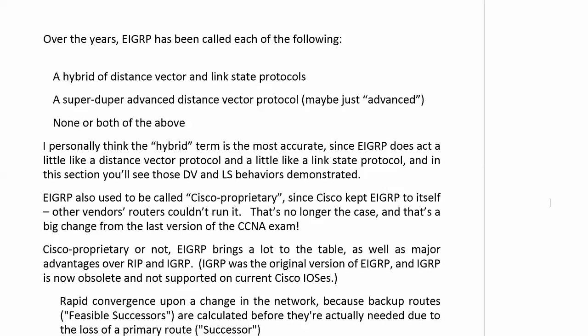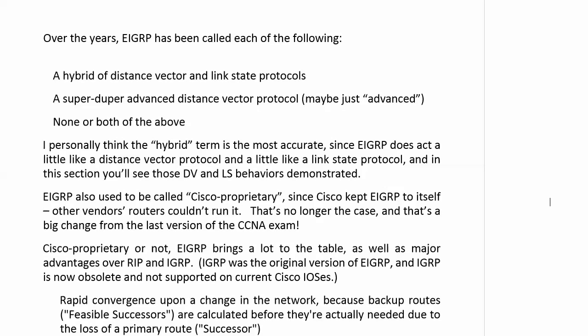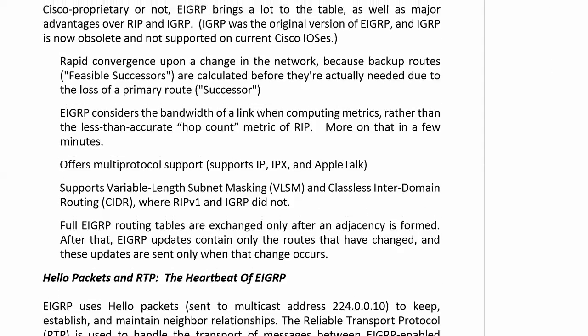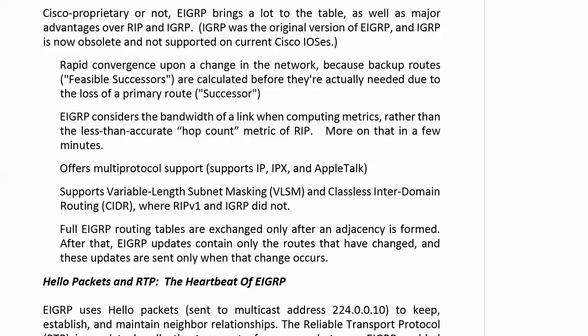Now, Cisco proprietary or not, EIGRP brings a lot to the table, as well as major advantages over RIP and IGRP. And if you never worked with IGRP, I'm going to tell you something, you didn't miss a thing. It was about as smart as RIP version 1, which is to say not smart at all. You couldn't do much with it. And the only reason we even mention it is to tell people where EIGRP came from. It's actually obsolete. It's been obsolete for a while as of this recording, and it's not supported on current Cisco IOSs. So even if I wanted to show it to you, I literally could not.